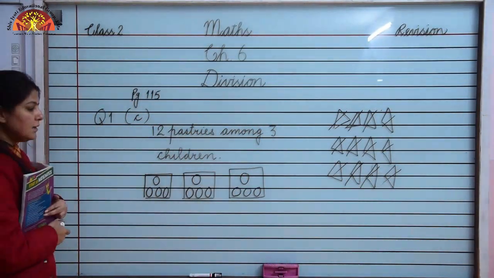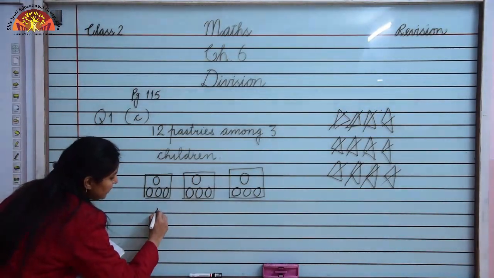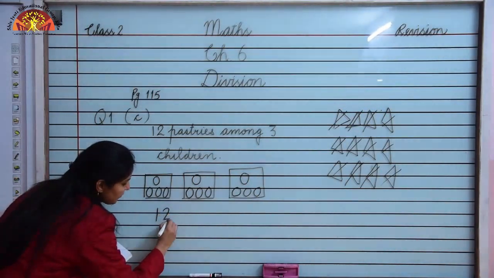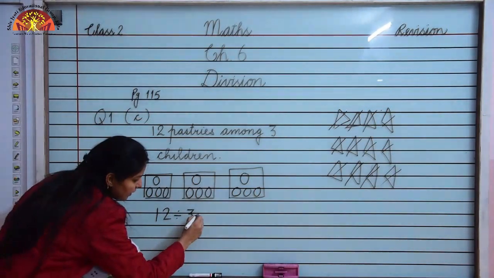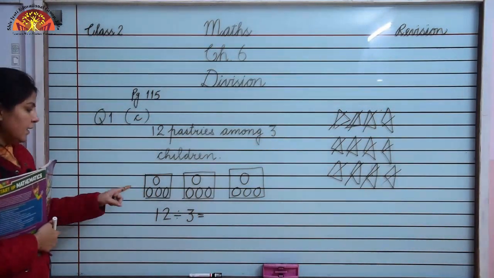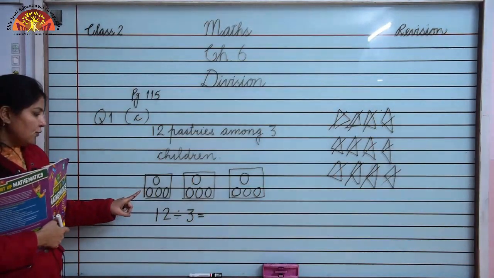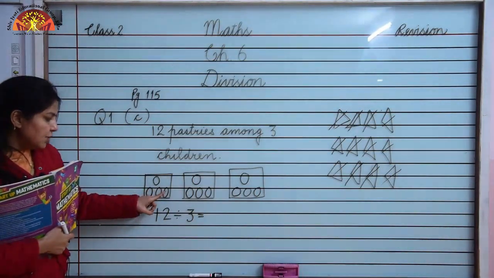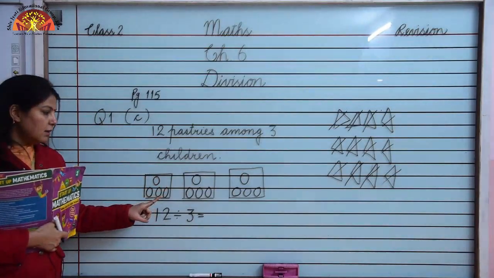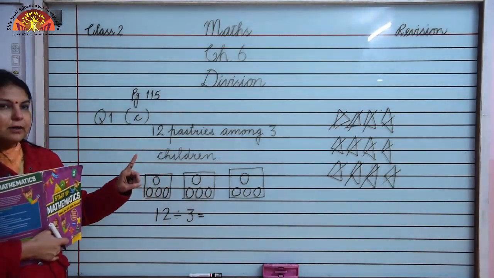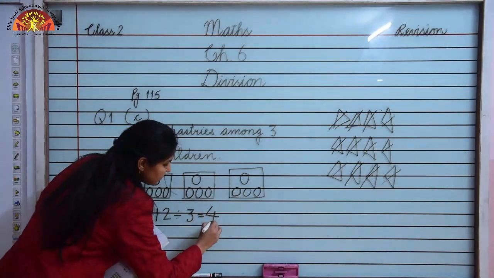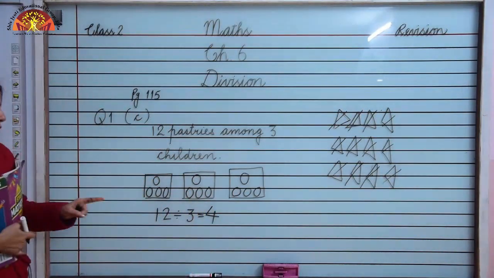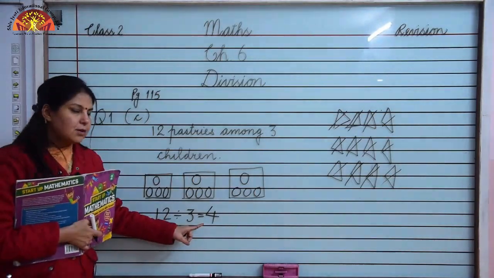So how will we write it? We will write it like 12 pastries divided by 3 children, and how many pastries will each child get? Each child will get 4 pastries. 1, 2, 3, 4. You can see here in each box there are 4 pastries. So what will be the quotient? This 4 will be the quotient. So 12 divided by 3 is equal to 4.